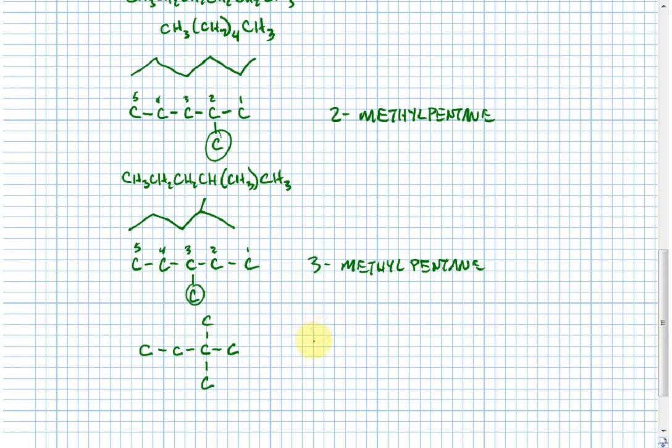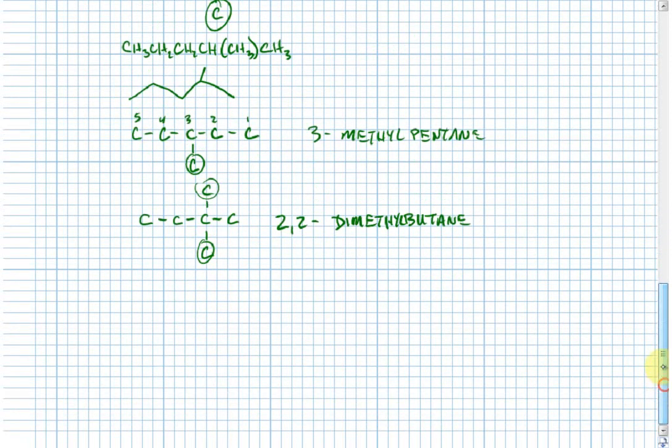Looking for the longest chain. Longest chain is 4. So its root is going to be butane. It has 2 methyl groups. We saw that before up above. So it's going to be a dimethylbutane. And then we have to tell the positions. 2,2-dimethylbutane. The 2 methyl groups are attached to the same carbon. Let's look at another isomer. Again, these are all isomers. They all have the same formula but different structures.